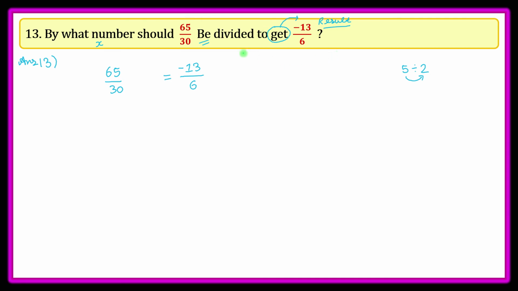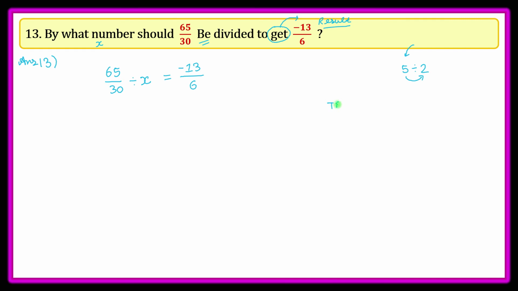So it means that 65 upon 30 would come at the left side and x would come at the right side. Okay my friends, if you are able to understand what the question is asking us to do, be divided meaning getting divided. So be divided means always at the left side. If you are able to understand, it's fine. If you're not able to understand, I'm going to just tell you a trick.